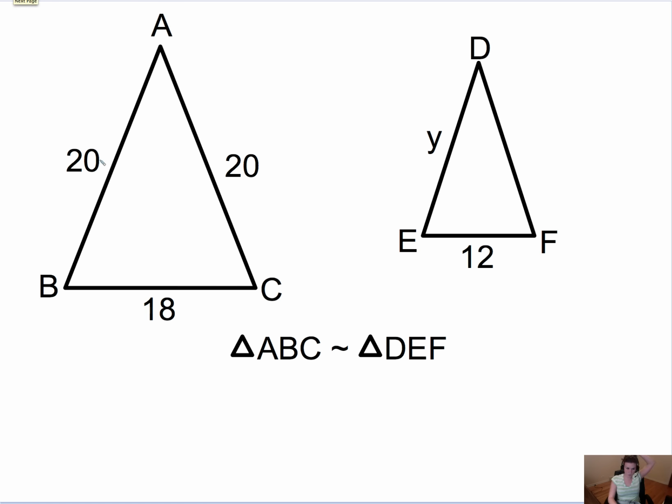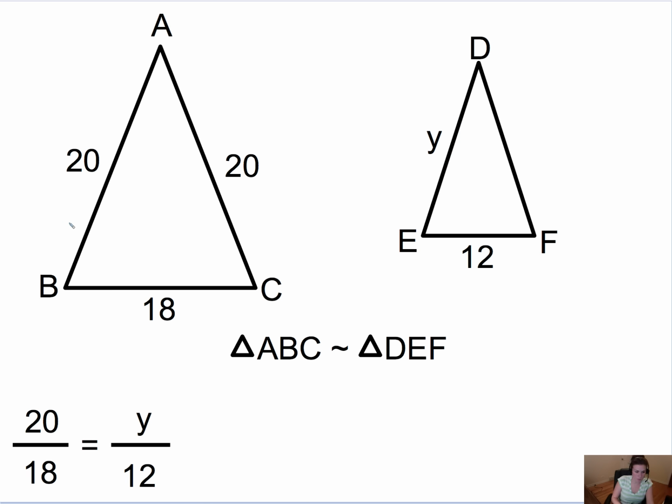Here they give us 3 of the sides on triangle ABC, but only one side on triangle DEF. We have to figure out what the value of y is. Therefore, we need to set up a proportion. Many different ways to do this. Let's go through a few.